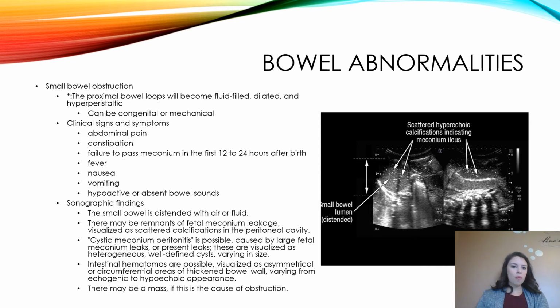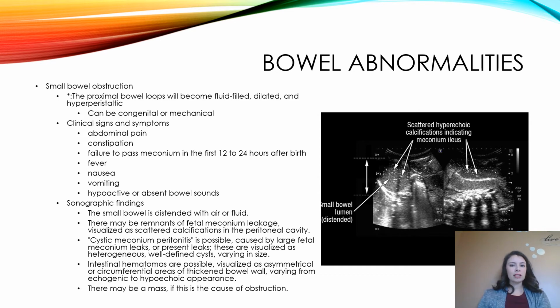The small bowel obstruction is the next one. Proximal bowel loops will become fluid-filled and dilated and hyperperistaltic, and this can be congenital or mechanical. With congenital, intestinal perforation can occur, and as a consequence, meconium will leak into the peritoneal cavity.